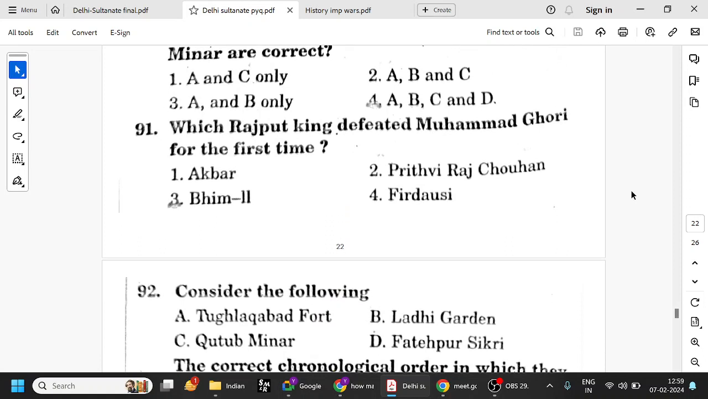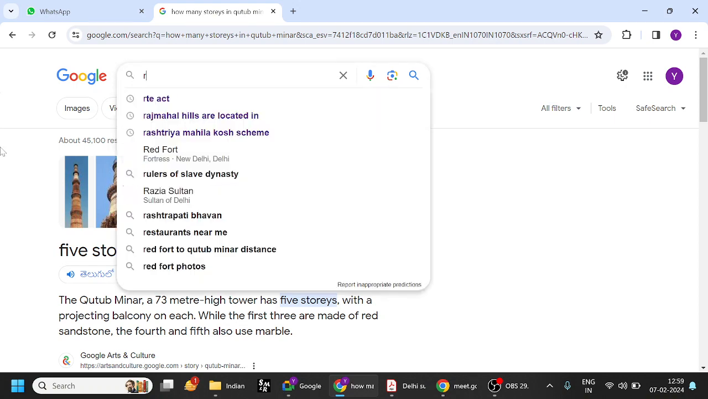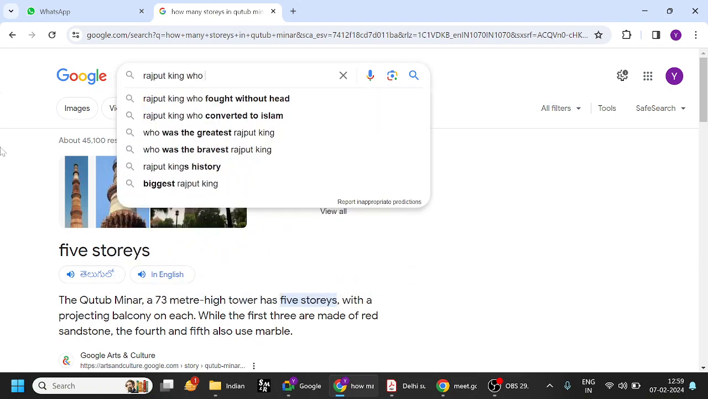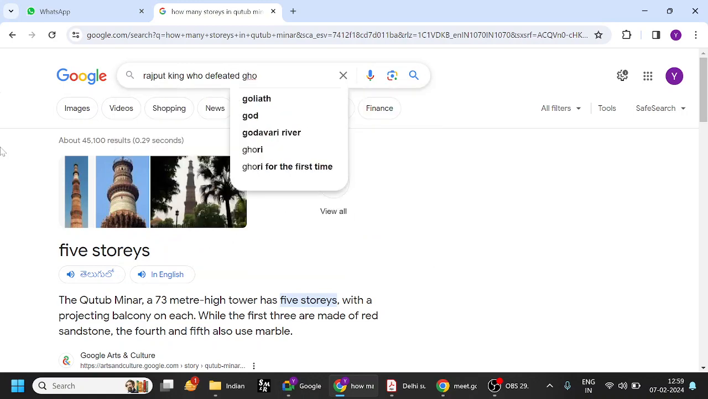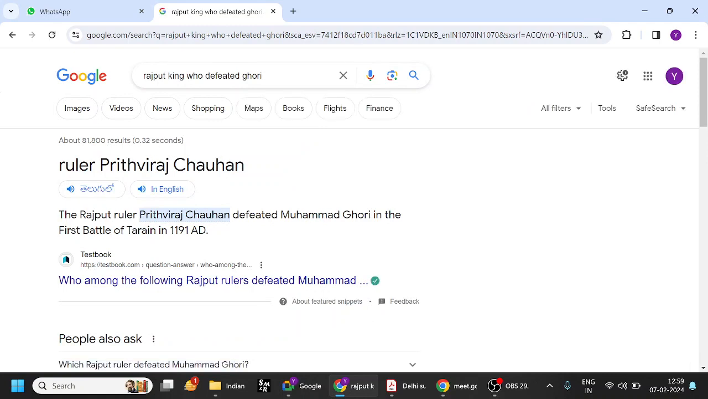So which Rajput king defeated Muhammad Ghori for the first time? Okay, let us cross check. Rajput king who defeated Ghori. Okay, Prithviraj Chauhan defeated Muhammad Ghori in the Battle of Tarain in 1191.